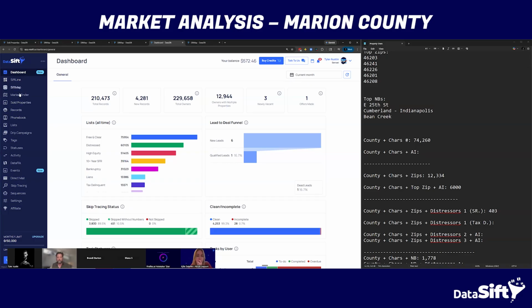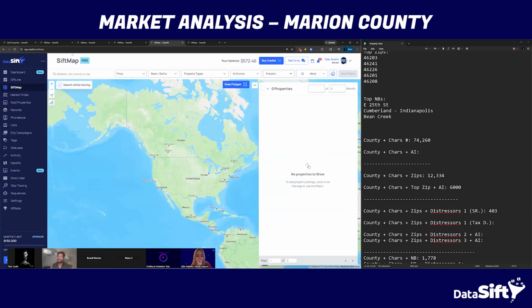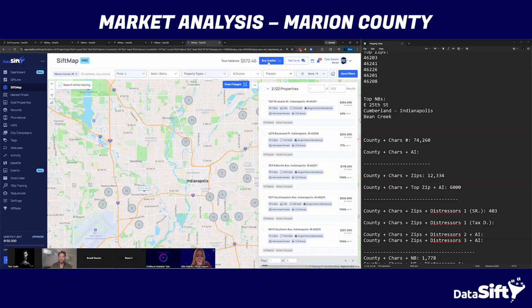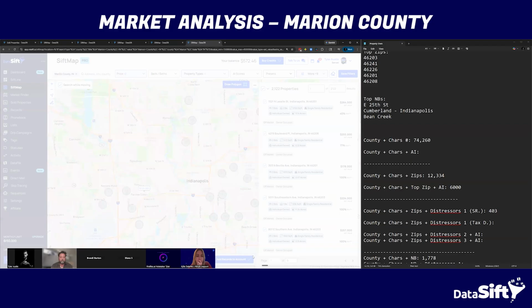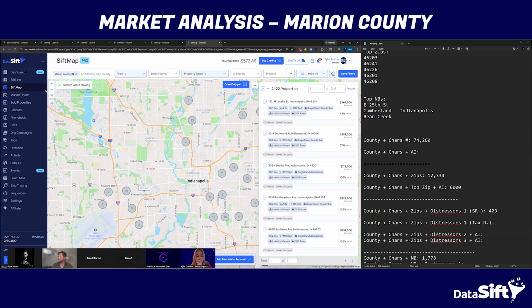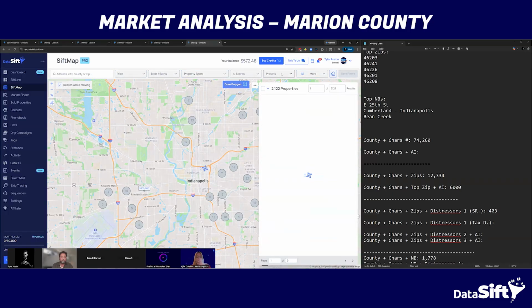Okay, so we know how to do the market finder and find the right zip codes. We know how to analyze that. We know how to go to SIFMAP and filter by it. All you have to do after that point is select the records, add them to your account, add them to whatever list you want to call it, and then go to your records page and send them to your dialer or export them for direct mail or whatever you want to do. I can then save this filter if I want, so whenever I want to come back here, I can just click on my presets.